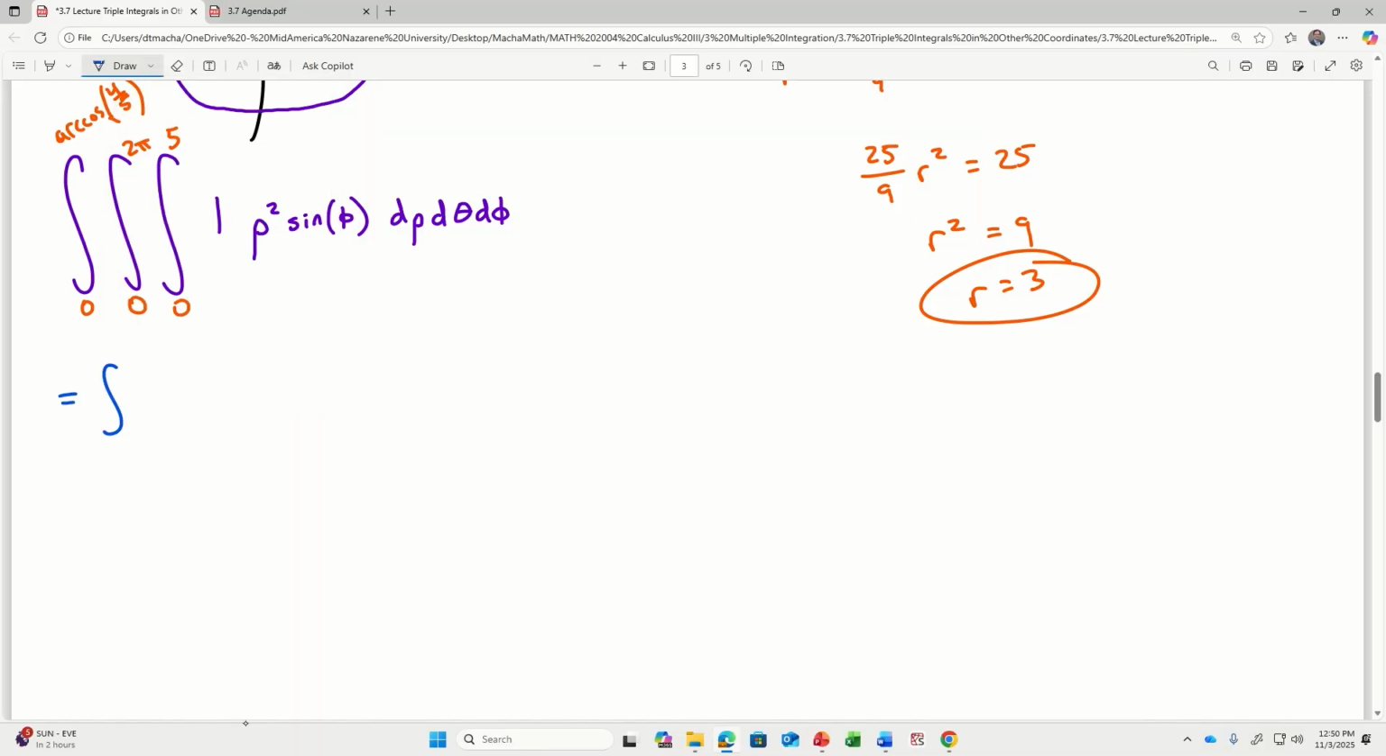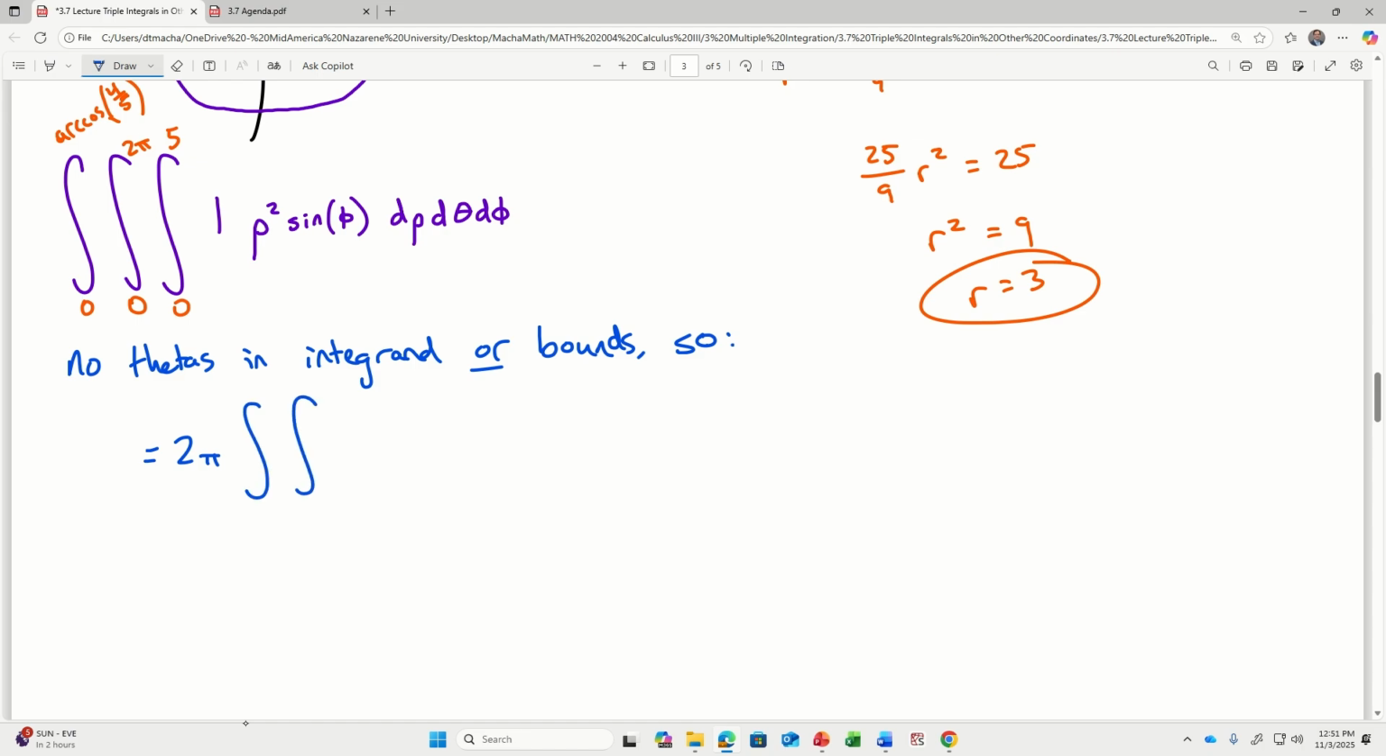We have some phis in here. I don't have any thetas in there. You notice how there's no thetas at all? There's no thetas in the integrand or the bounds. So that means I can write 2 pi out here. It's a little shortcut I learned.